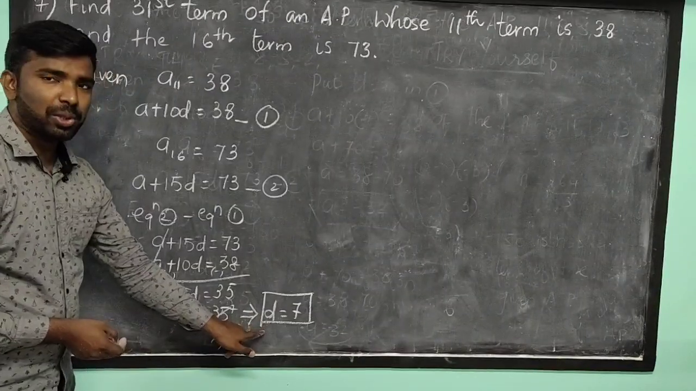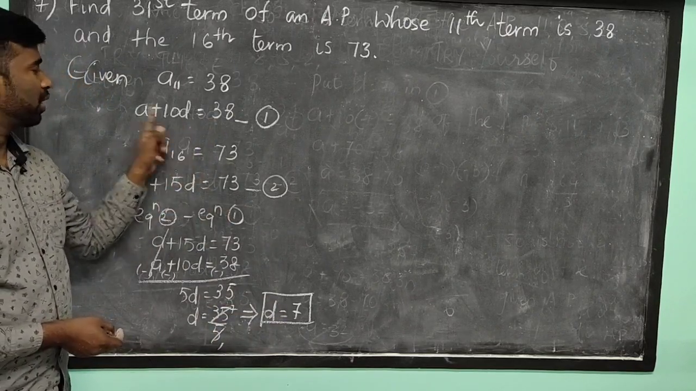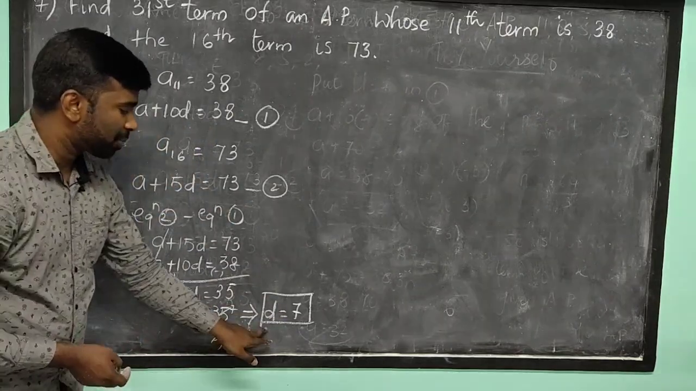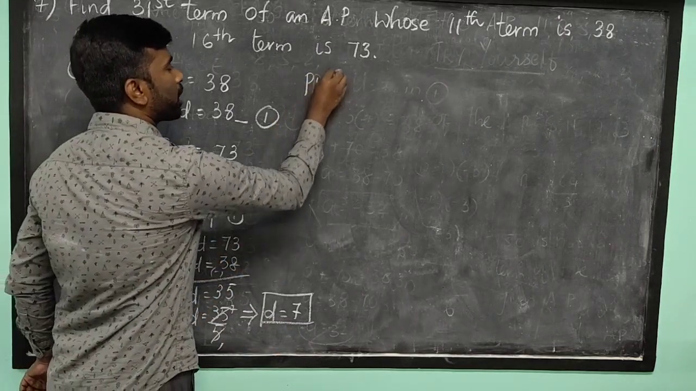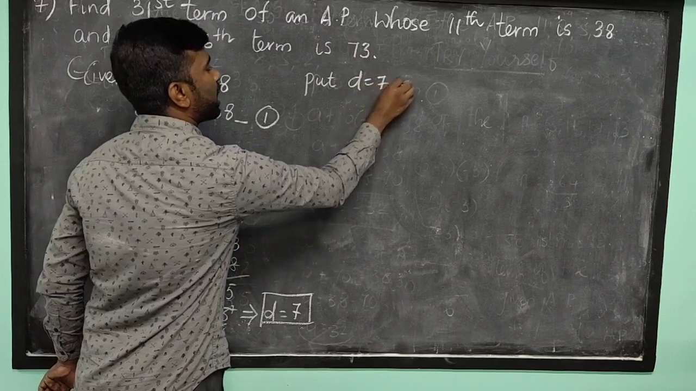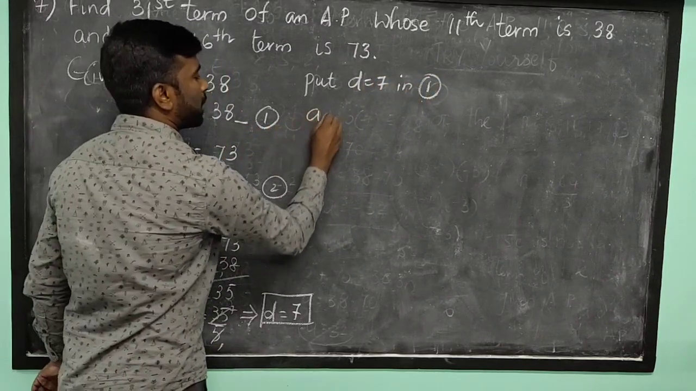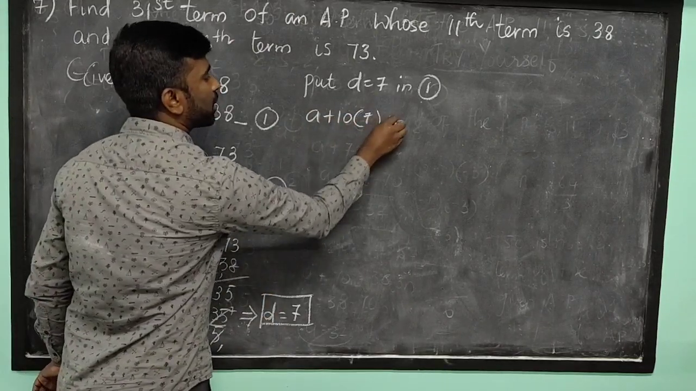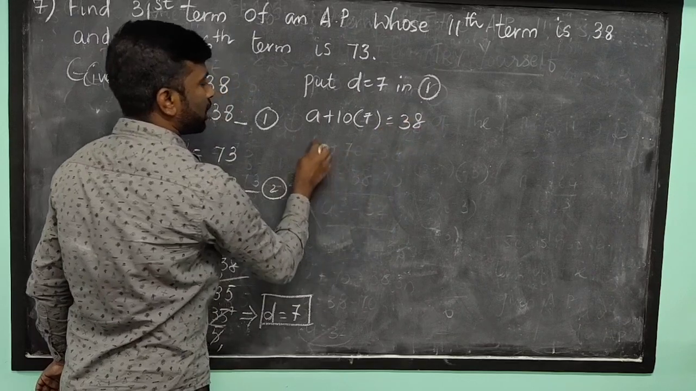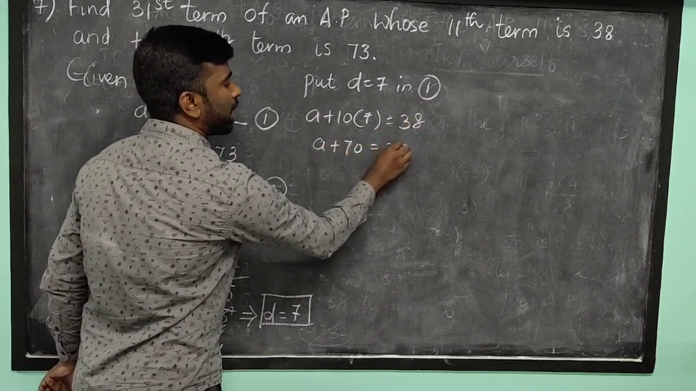Students, now substitute the value of D equals 7 in any one of the equations to find out the value of A. Now we will substitute D equals 7 in equation 1. Equation 1 becomes A plus 10 times D, D is 7, which is equal to 38. 10 sevens are 70. A plus 70 equals 38.